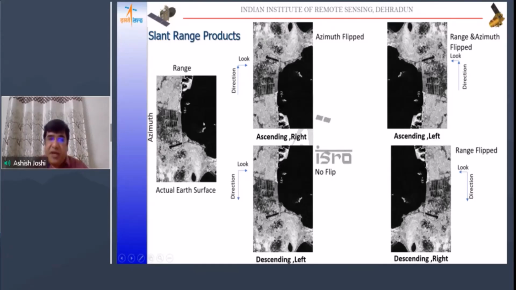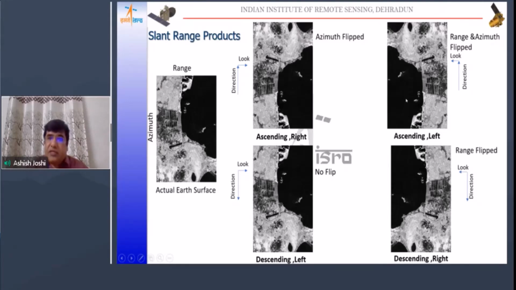This is the actual surface, and we have the combination of ascending right, where the satellite moves in this direction and looks to the right. So how will this image look, when the satellite is moving ascending and looking right? This data will be written first, and you can see the azimuth will be flipped. So this data will be seen in the slant range plane like this.